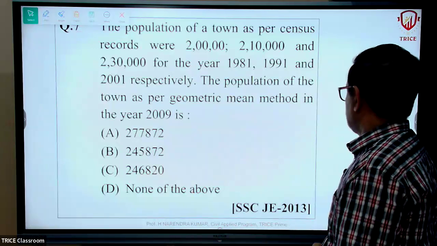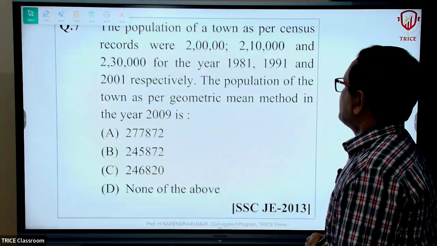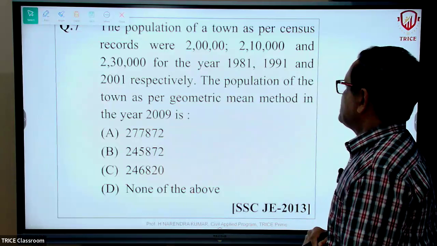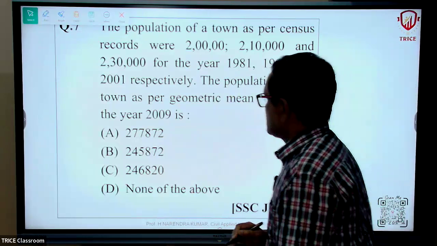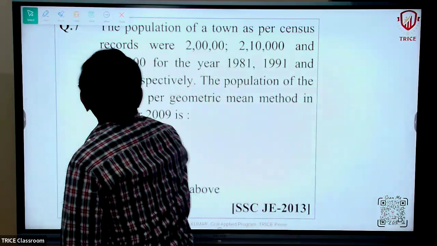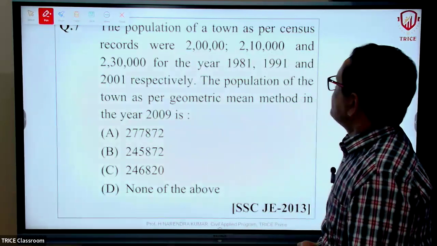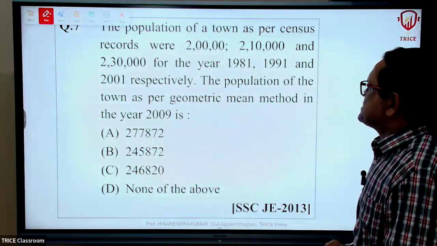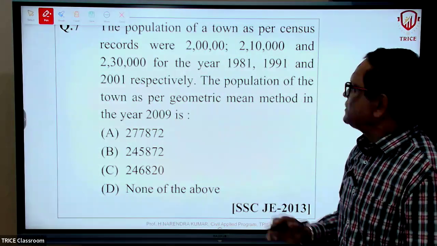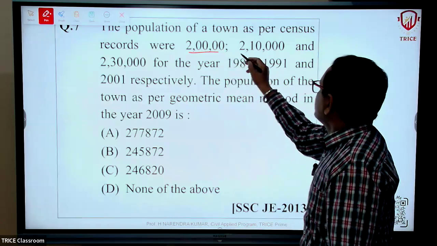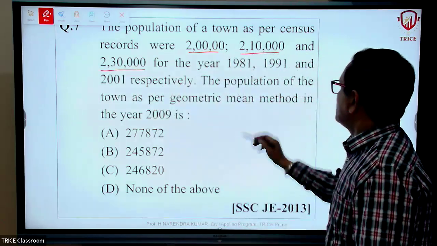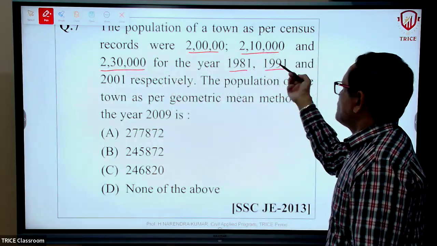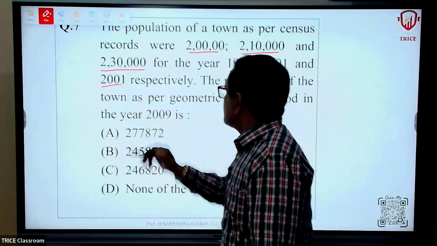So the next is also a problem, but we need to solve this problem using the geometrical mean method. Let me read out the problem statement first. The population of a town as per census records were 2,10,000, 2,30,000 for 81, 91, 2001 respectively.